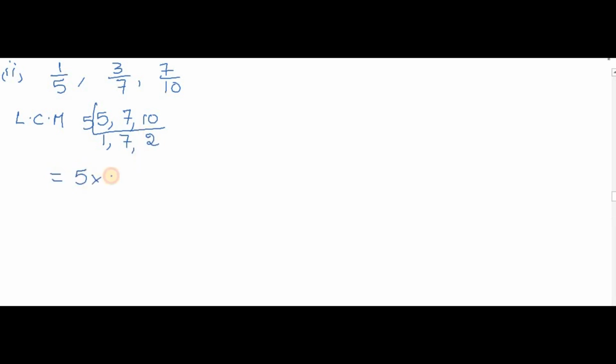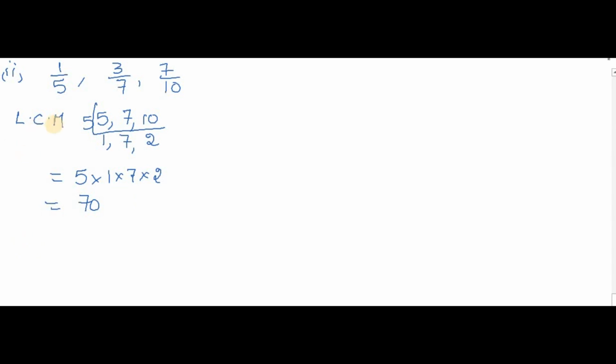Okay students, now we'll move on to the next question. Here we have one more bit: 1 by 5, 3 by 7, 7 by 10. Here also, if you observe, all three denominators are different: 5, 7, 10. 5 and 7 are prime numbers, but 5 and 10 are multiples together. So we'll go for this. Now we can stop because 7 and 2 are prime numbers. 5 1s are 5, 5 7s are 35, 35 2s are 70.